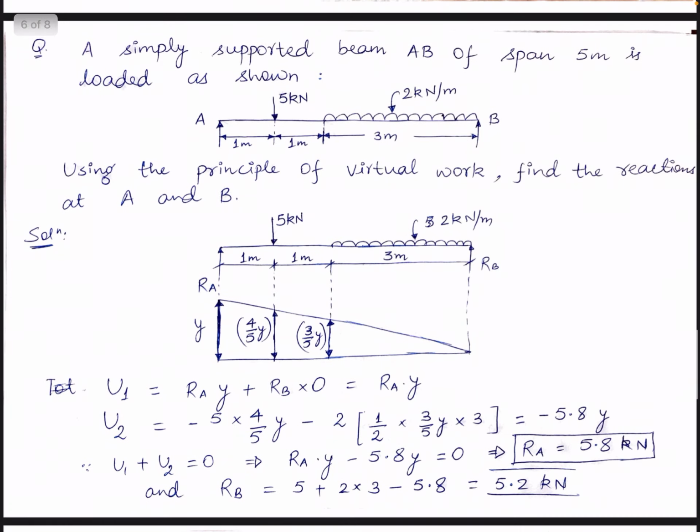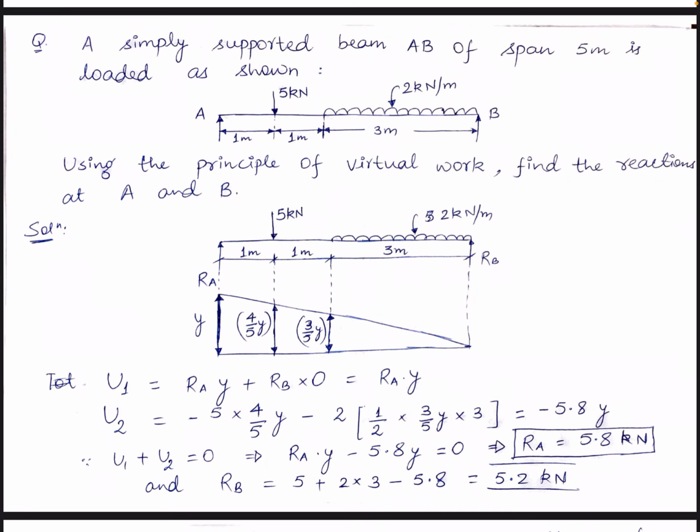Now the problems were of this type. Only point load was there, but now we will see how we are going to solve the problems in which a uniformly distributed load is also given in the question. A simply supported beam AB of span 5 meter is loaded as shown. Using the principle of virtual work, find the reaction at A and B.